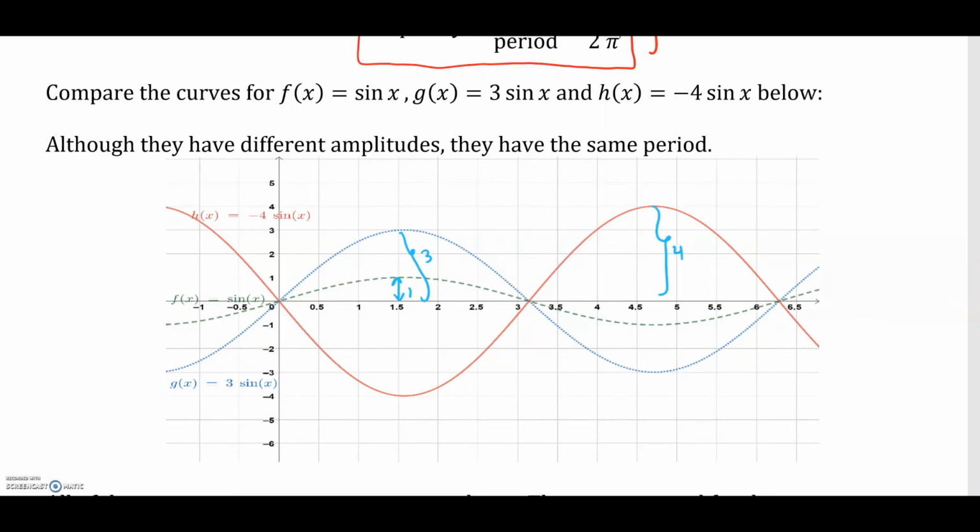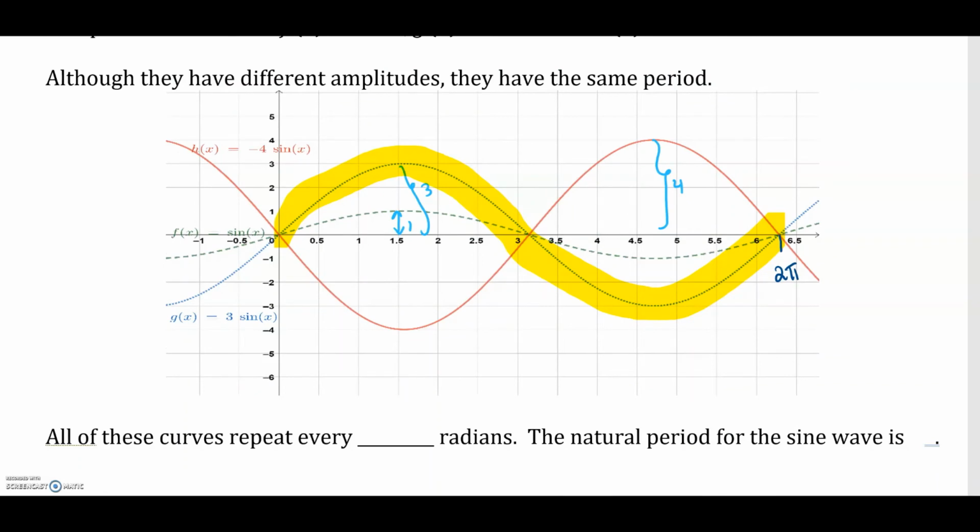But what does remain the same is the period, and the period is identical for each of these graphs. And if you recall, we calculate the period as being the distance along the x-axis to complete one full cycle of the periodic function, and in this case, one full cycle for all three of the curves is completed in 2 pi. All three of these curves repeat every 2 pi radians, and the natural period for the sine wave is 2 pi.